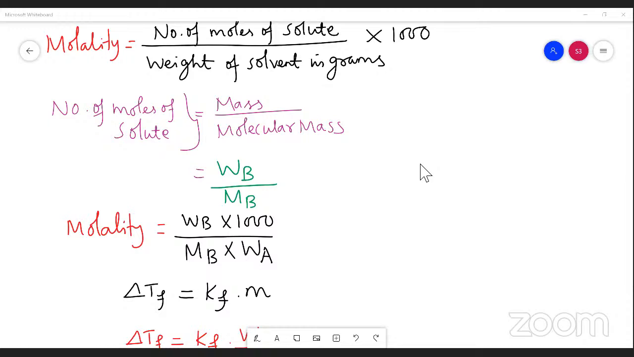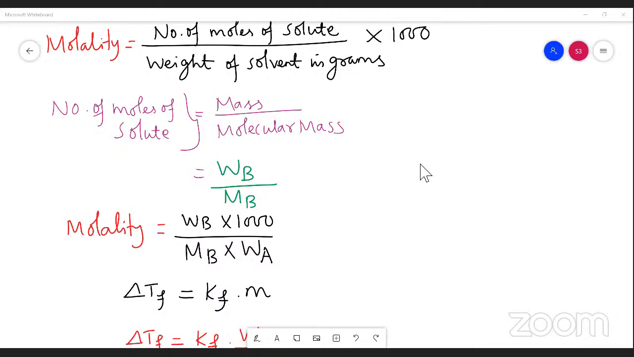What is depression in freezing point? Vapor pressure of liquid is equal to vapor pressure of solid. I'm not asking what freezing point is. What is depression in freezing point? You can say it very simply: the freezing point is going to decrease. That is called depression, or you can say del TF. This is called the depression in freezing point.